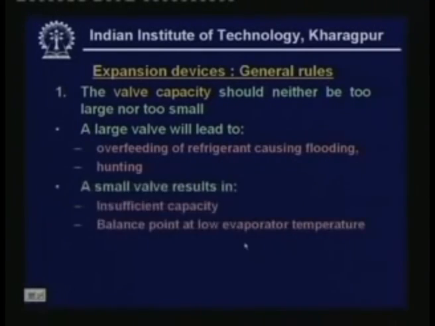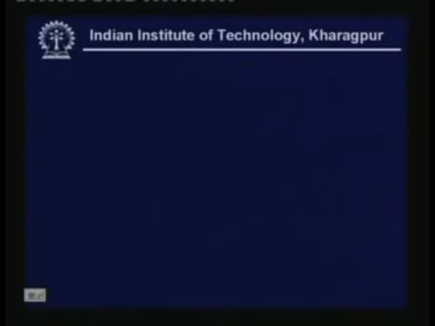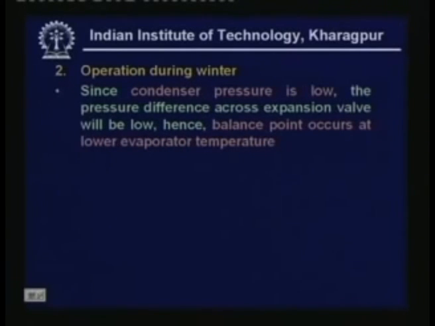And what are the problems with a small valve? If you select a small valve, this will result in insufficient capacity, that means starving of the evaporator, and balance point at low evaporator temperature. So you have to select the right valve depending upon your refrigeration capacity. And the second point is operation during winter. Since condenser pressure is low during winter, the pressure difference across the expansion valve will be low. Hence the balance point occurs at a lower evaporator temperature.